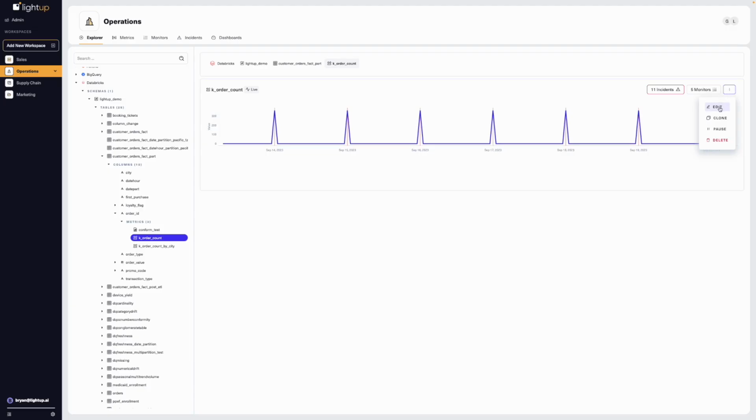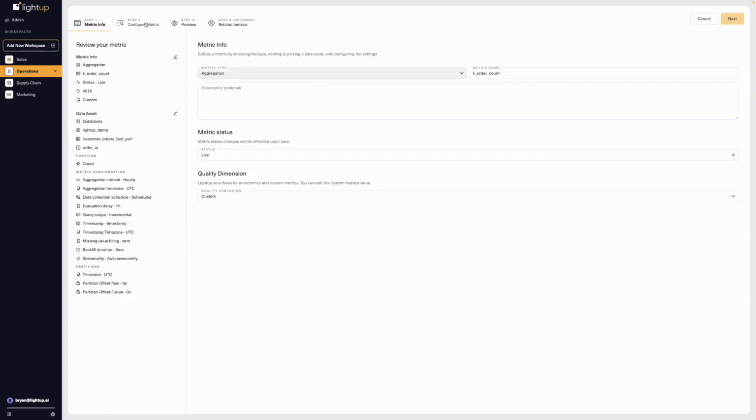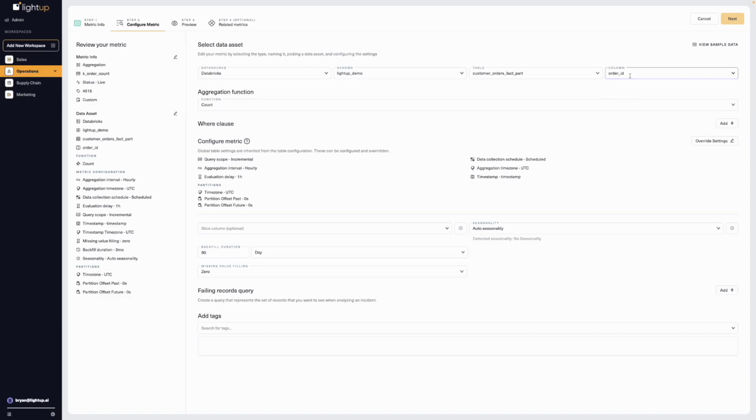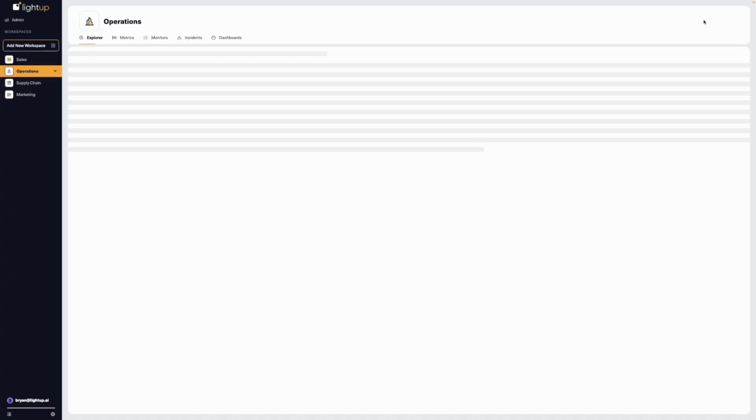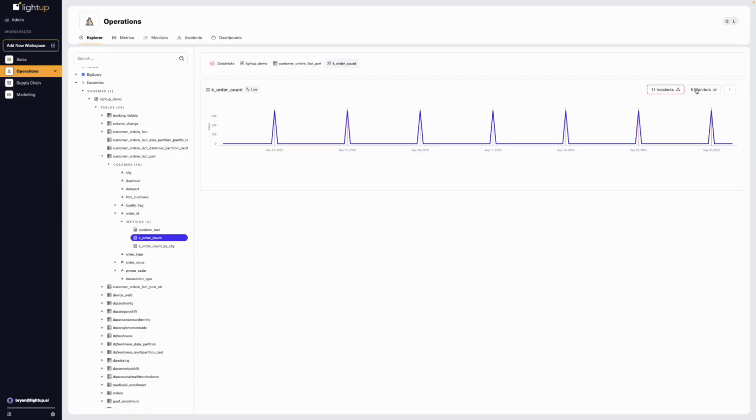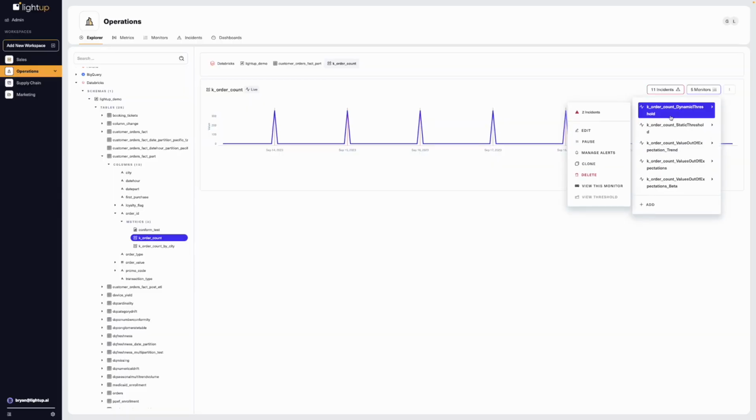All right, here we are in Lightup, and we're going to take a look at this metric and see what it consists of. So we're measuring how many order IDs are coming in every single hour. Obviously, this could be around transaction understanding, making sure that it stays within a desired range. Let's go ahead and take a look at how this monitor is actually configured.